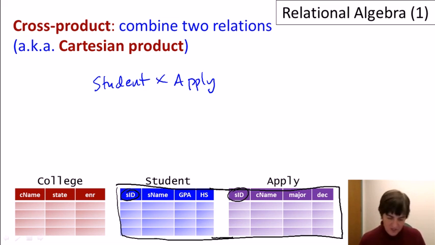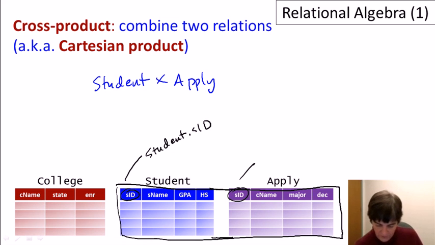So just as a notational convention, when cross product is done and there's two attributes that are named the same, they're prefaced with the name of the relation they came from. So this one would be referred to in the cross product as student.sid, where this one over here would be referred to as apply.sid. So again, we glue together in the Cartesian product the two relations with 4 attributes each. We get a result with 8 attributes.